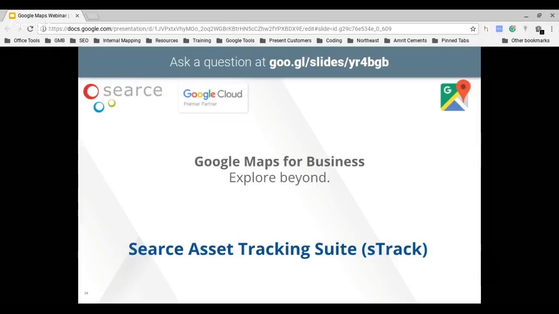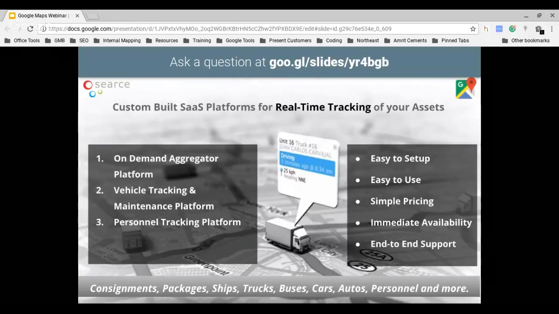After these use cases, I wanted to discuss the kind of solutions that Sears has already made for the asset tracking suite. We have a lot of SaaS products which we build in-house on top of Google Maps APIs because we have developers there. We have made an on-demand aggregator platform in the past, exactly an application like Uber, right? It does the same thing, and we white label it and give it off to other people who want to start their cab business, right? So that is first. Then we have a vehicle tracking and maintenance platform, right? We have a personal tracking platform where you can track your salespeople and their various KPIs.